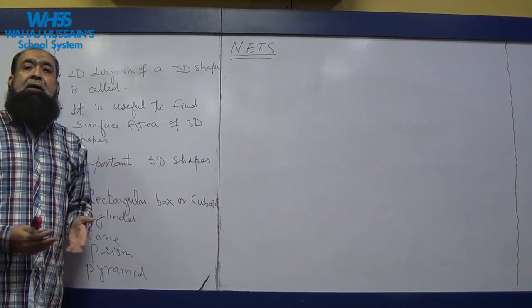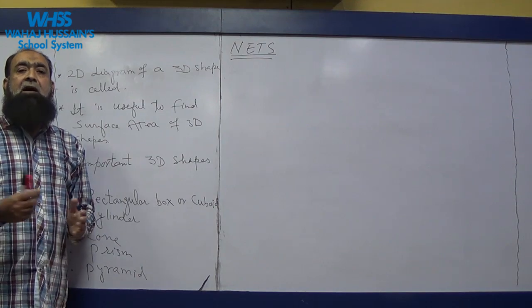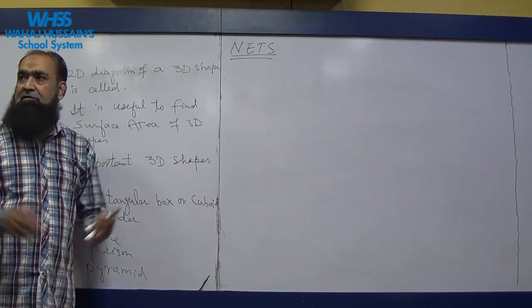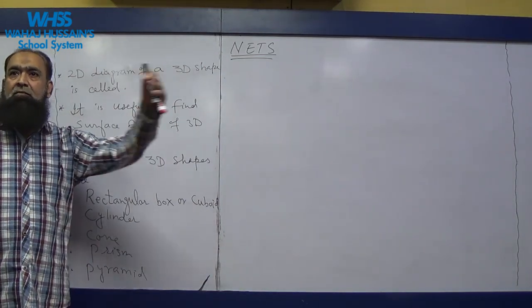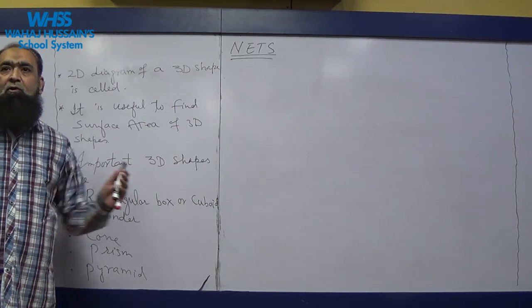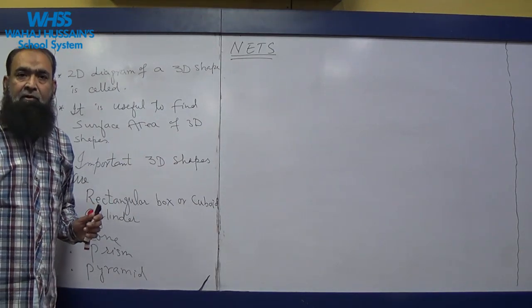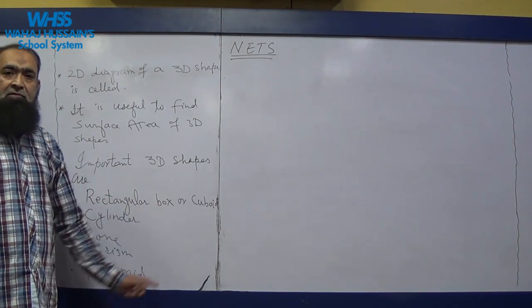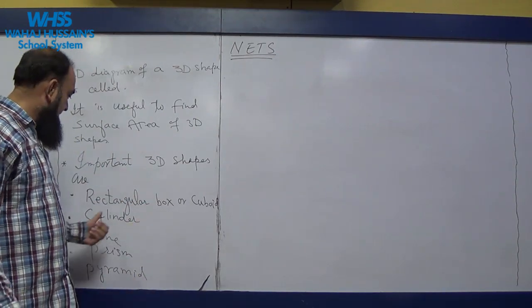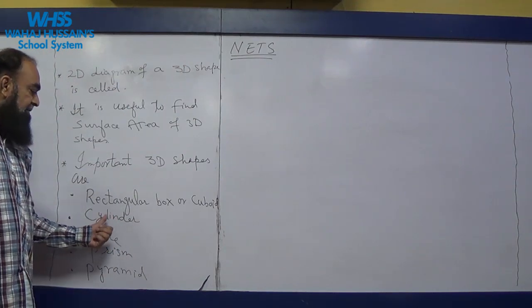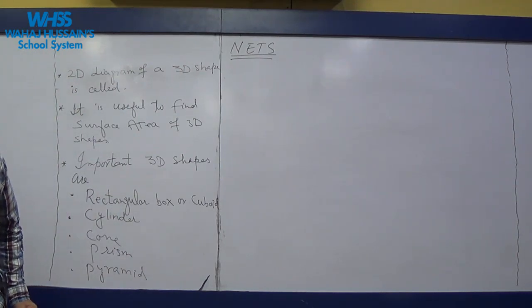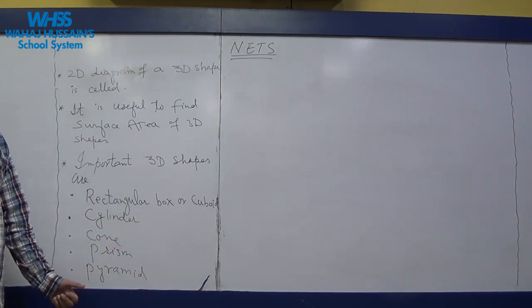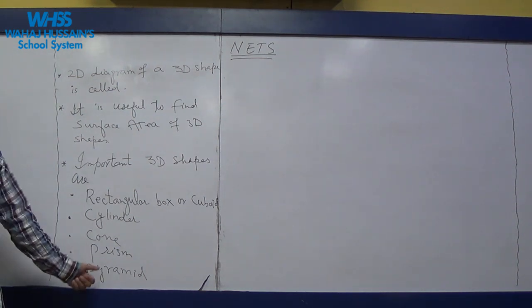We have many 3D shapes. Some are rectangular box or cuboid. Just any room, we are sitting here in a room, it has 6 faces, 4 walls and roof and floor. So 6 faces, that is called rectangular box or cuboid. Another very important shape is called cylinder. And then we have cone, and then prism, and then pyramid.